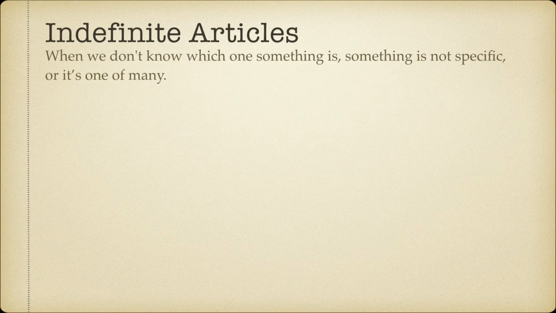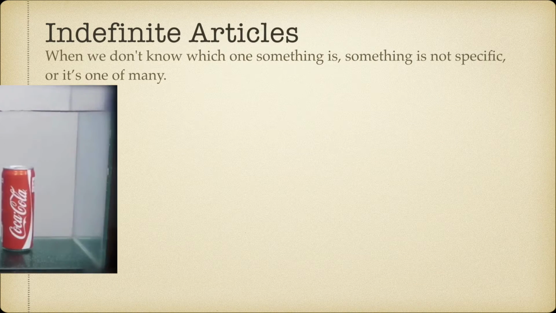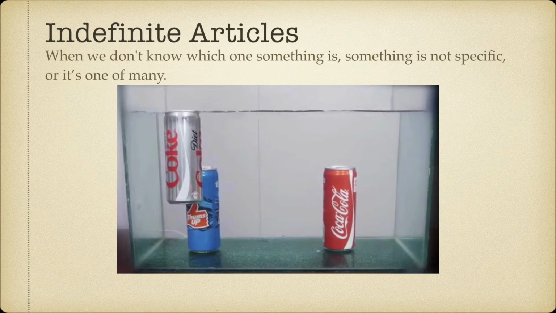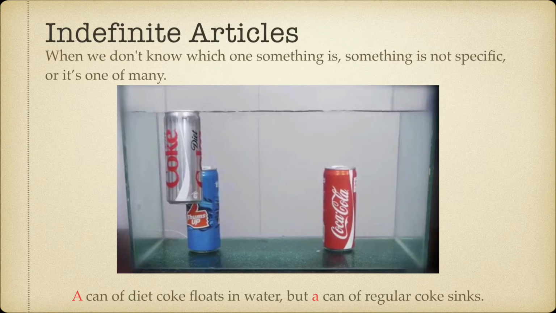When we don't know which one something is, when something is not specific, or when it's one of many. A can of Diet Coke floats in water, but a can of regular Coke sinks. In this case, any can of Diet Coke will float, and any can of regular Coke will sink, so it's not specific.